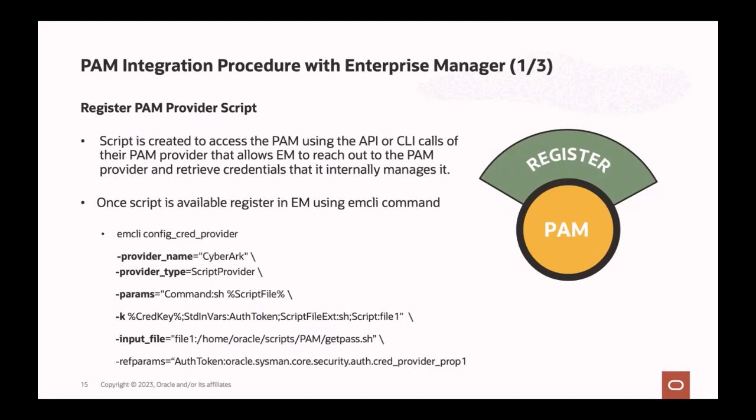Once the script is developed, it needs to be registered in Enterprise Manager. So we have a new EMCLI verb, called emcli config_cred_provider, which will be used to register the PAM integration script with Enterprise Manager. There are some key parameters available to this new EMCLI command, such as the provider name, the provider type, the params, and also the hyphen key, which indicates the credential key, and then the input file where you will be passing the integration script location.